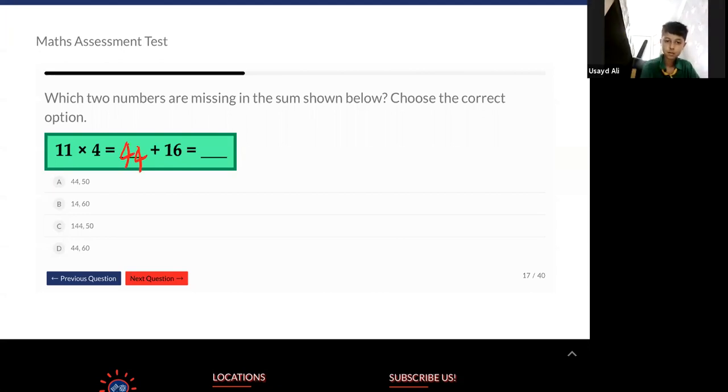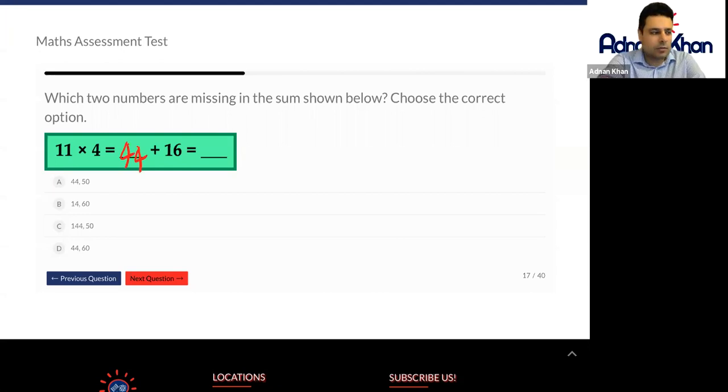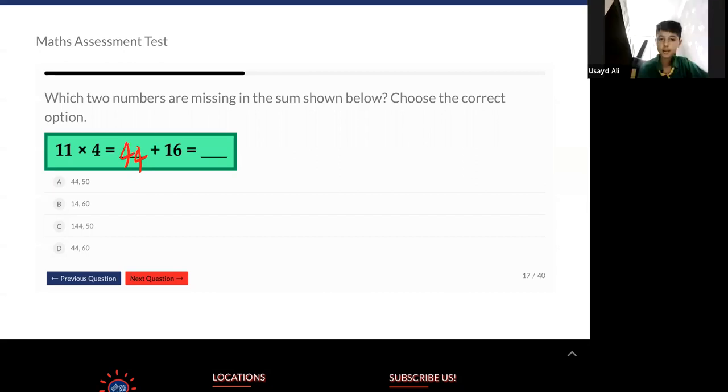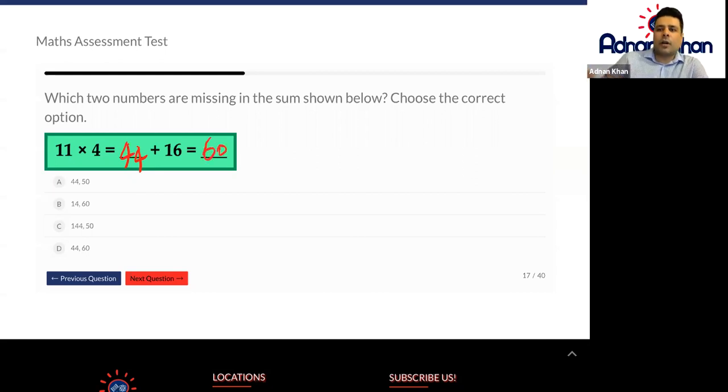We've got 44 add 16. Is it 60? It is indeed. And what are our two answers then? Which letter are we going to go for? D, because the answer is 44 and 60. So well done for that.